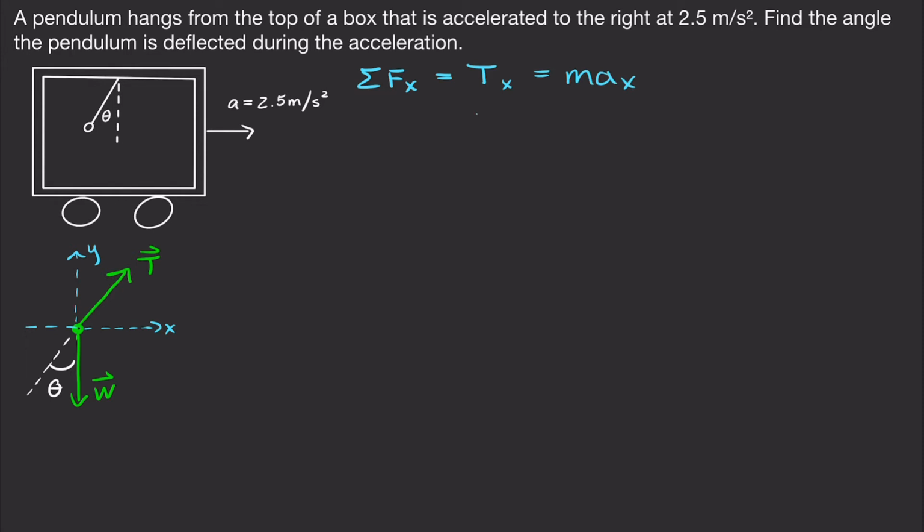Now, the x component of tension is going to be, well, this angle. Both of these angles are now opposite, or these are called vertical angles. So this angle theta is equal to the angle made with the y-axis. So my x component is going to be opposite of this angle.